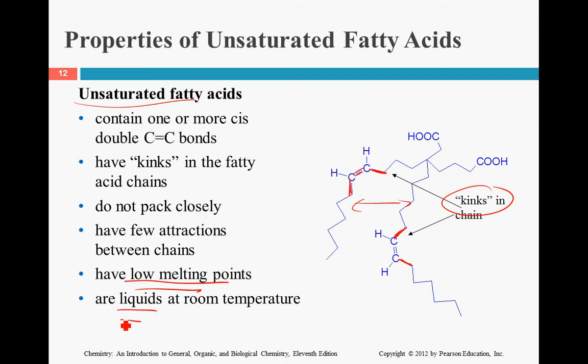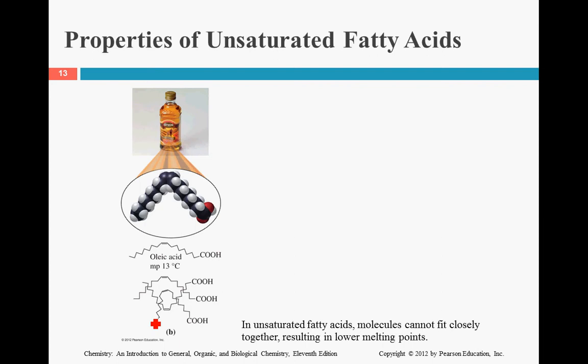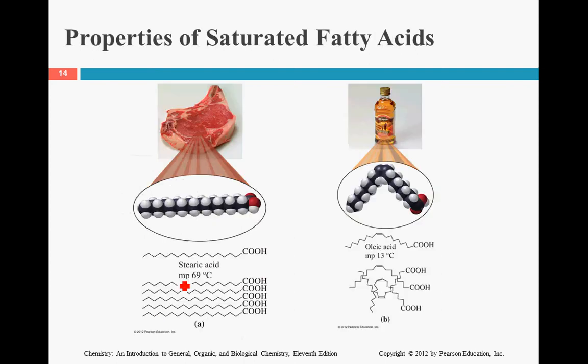Because of the low melting point, it's a liquid at room temperature. An example of this would be something like olive oil or corn oil, vegetable oils in general. Notice they're all cis. In nature, you will typically find a cis arrangement. If we look at them side by side, here's the saturated, here's the unsaturated. Notice this is a solid, while the unsaturated is a liquid. Notice the difference in stacking, whereas this one has no interaction between them.